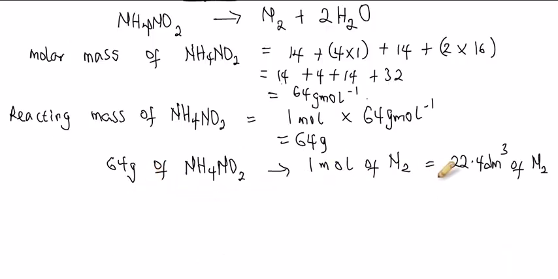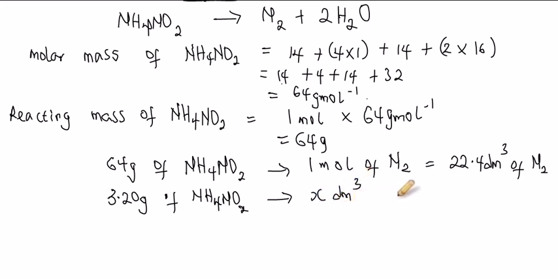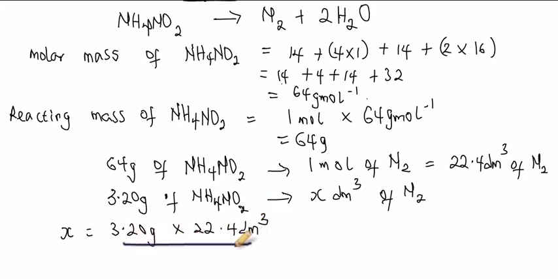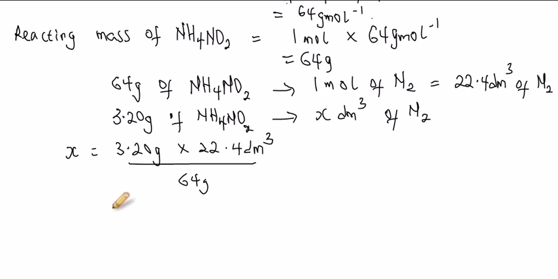If 64 grams produce 22.4 dm³ of nitrogen, then 3.20 grams, according to the question, of the dioxonitrate 3 salt will produce x dm³, that is the volume now, which is unknown, of nitrogen. So to get x here, we'll be cross multiplying, then x will be equal to 3.20 grams multiplied by 22.4 dm³ divided by 64 grams.